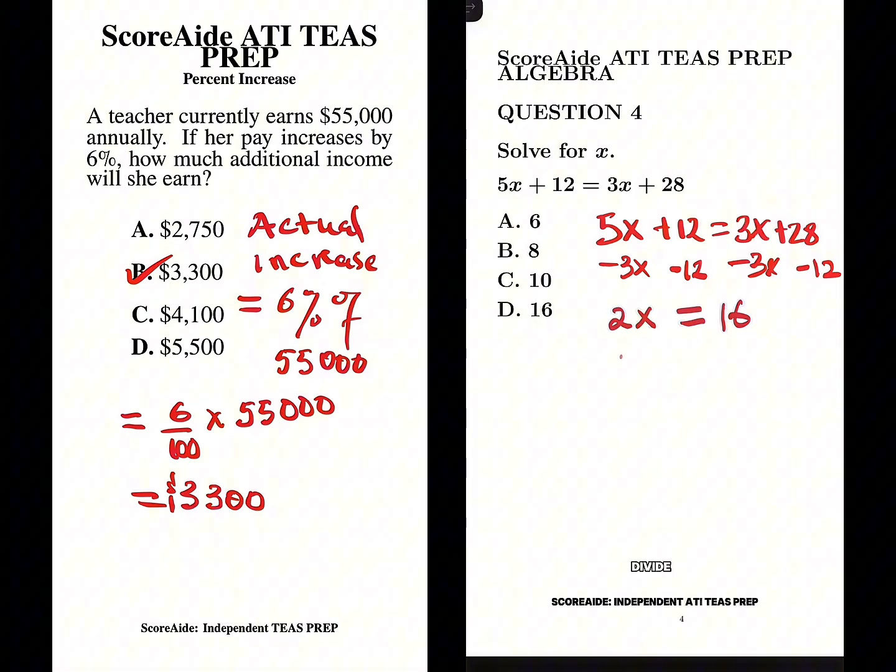So that we divide both sides by what? 2. We divide both sides by 2. And you see that x here is going to be equal to 8. And the answer is B. Plain and simple, right? Let me know if you have any questions in the comment section.